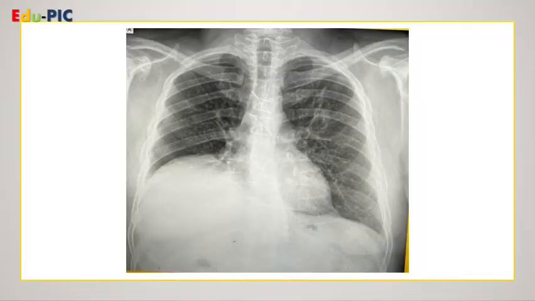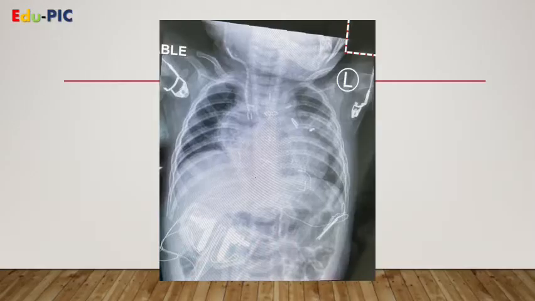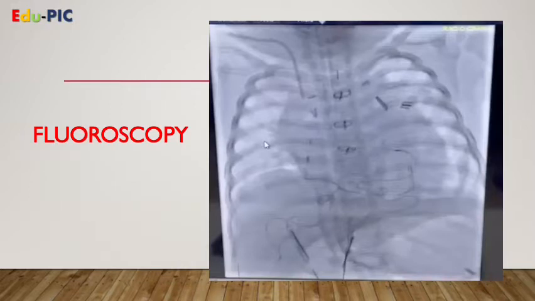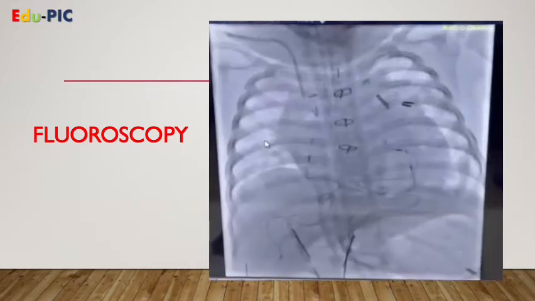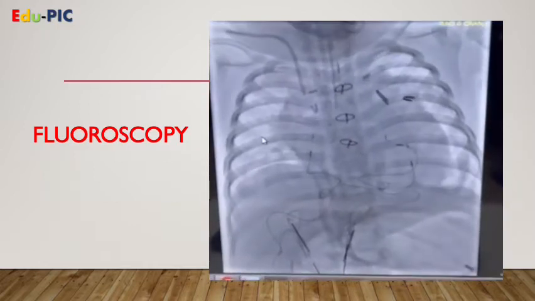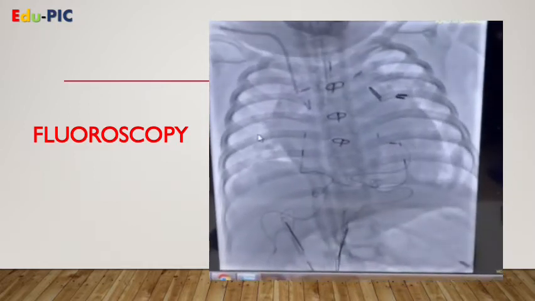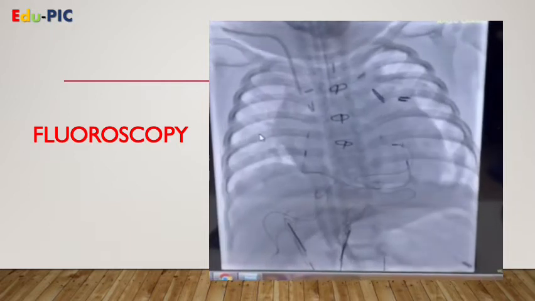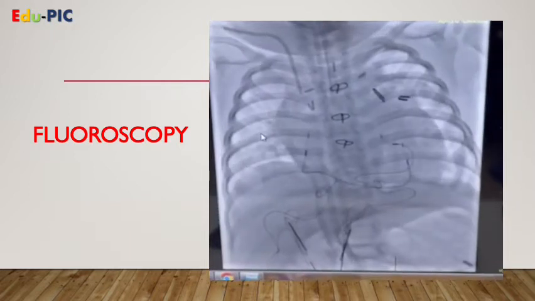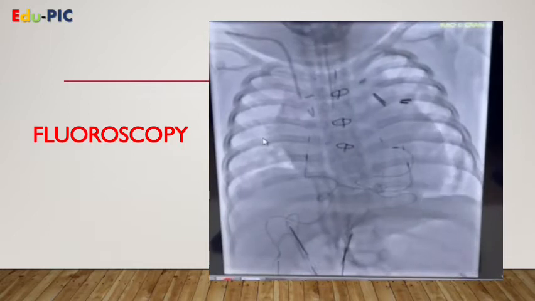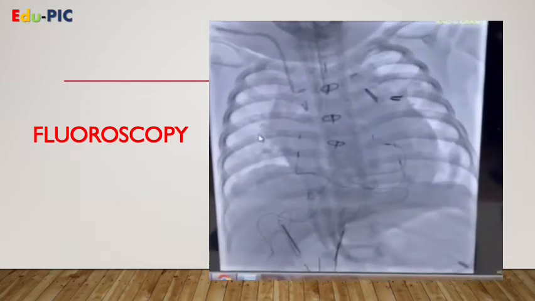Here is another X-ray showing elevated right copula of the diaphragm, significantly elevated. Here another patient with elevation in the right copula. And here is a fluoroscopy that is showing the left copula of the diaphragm moving normally downward in inspiration. And here the right copula is fixed. It's not moving at all.